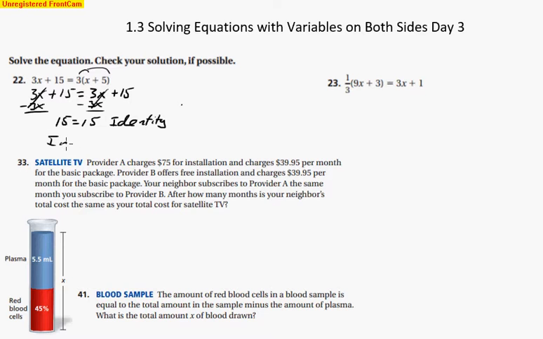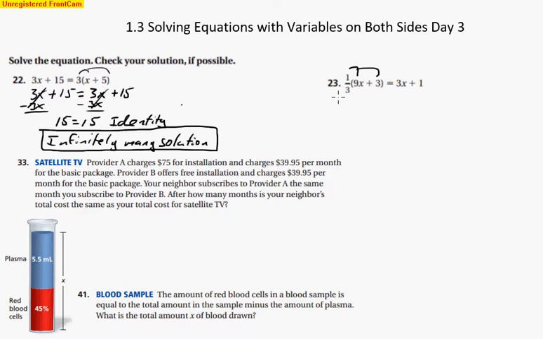We can put any number in for x, and it will give us a true answer, or true solution. It will give us an identity. On this next one, if I multiply a third by each of these numbers, I end up with 3x plus 1. So basically, when I multiply a third, I'm dividing 3 by each of these terms. And on this side, I have exactly the same thing, 3x plus 1.